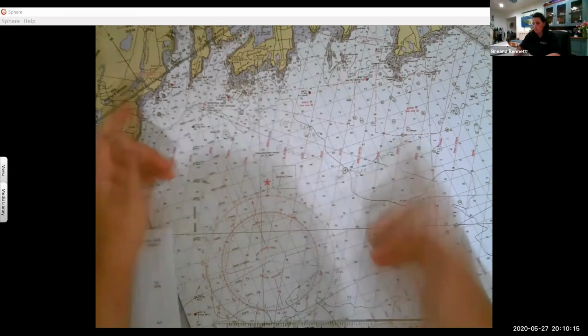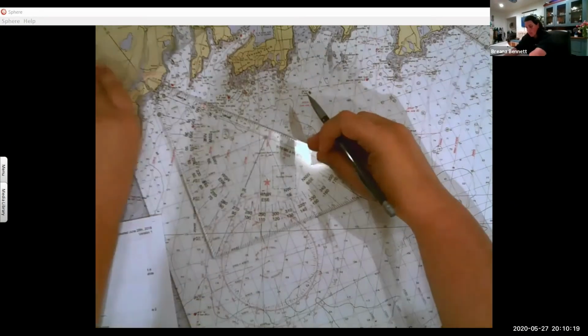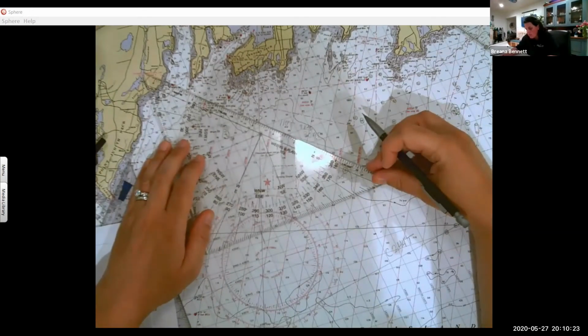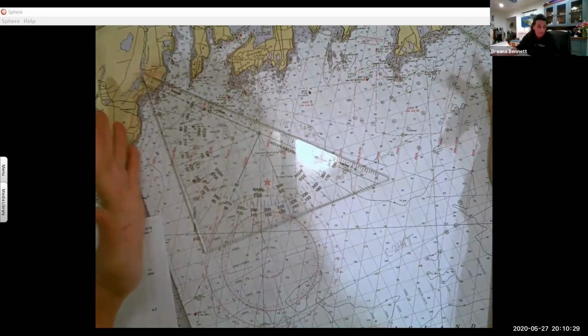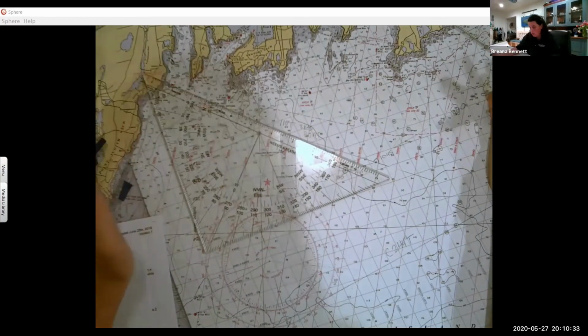So all we do is measure this line. We have the line already. It's crossing the meridian there. They got a made good of about 115, 116, 115.